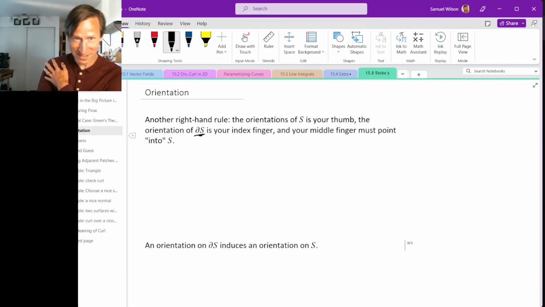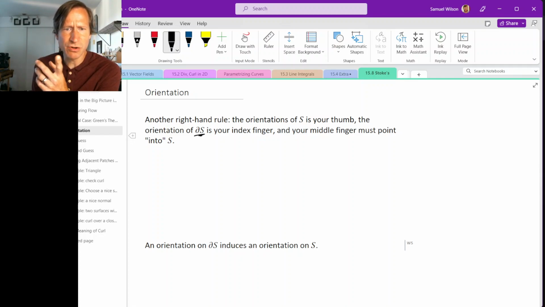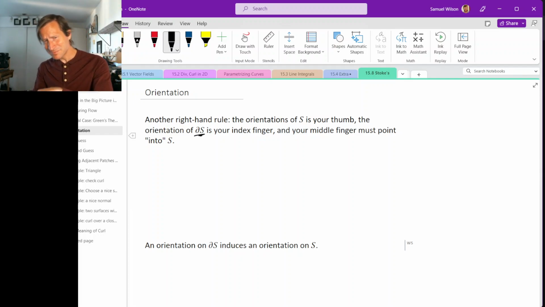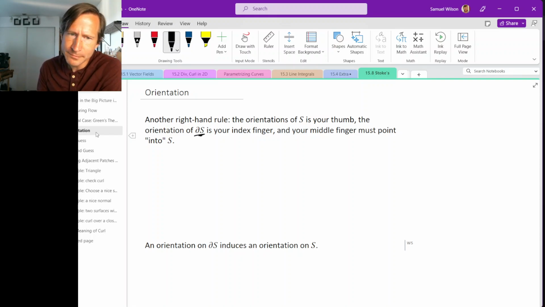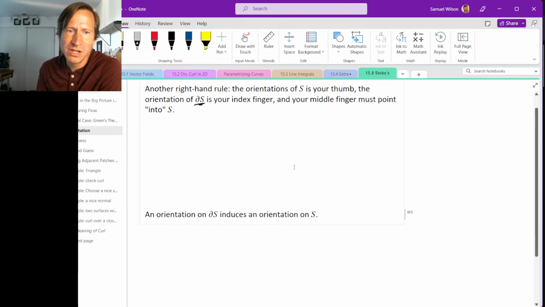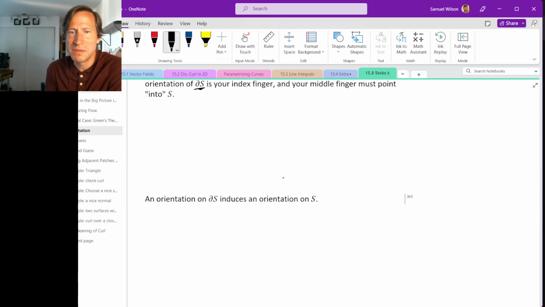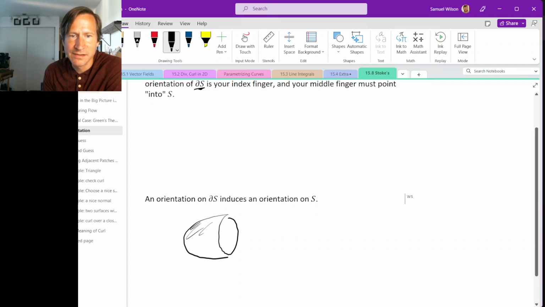And the key thing about this is that you can use the orientation for the surface to decide on the orientation for the boundary, or the orientation for the boundary to decide on the orientation for the surface. So it goes both ways. So let's just look at an example of how an orientation on the boundary induces an orientation on the surface. So let's suppose that this is our surface. So our surface is going to be this paraboloid, like this.